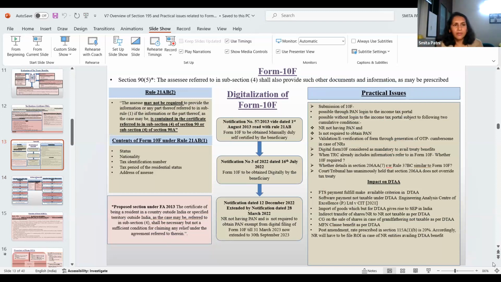Second is that, as already reiterated, if the TRC contains all these 5 conditions, which generally happens in the case of US TRC. The US TRC is a 2-pager form. The first page gives you the tax residency certificate, and the second page gives you all this information: status, nationality, TIN, tax period, and address of the assessee. No, the US will not give the address of the assessee, but on the second page, if you ask, they'll give you the address of the assessee. So in case you ask for all this information, the US IRS gives you that. So are we still supposed to file 10F? Yes. Once it has become digitalized, we are supposed to file 10F irrespective of that. If we are supposed to take the treaty benefit, we have to file it. There's no other way out.